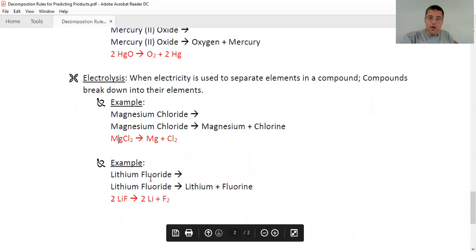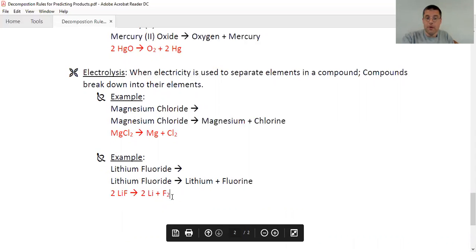Same thing here. The lithium metal is by itself, but they can't react with themselves because they both want to lose one. So some of it will revert back, obviously, but then you're going to have diatomic fluorine. You see how that works right there, because they both want to gain one.